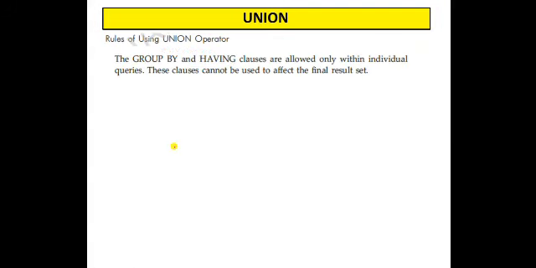And now coming to the next rule, that is with group by having. Whenever you are using group by having with individual queries in the union operation, the rule says that order by is allowed at the end, but group by is allowed within the individual queries and not with the final result set. I hope it is clear.